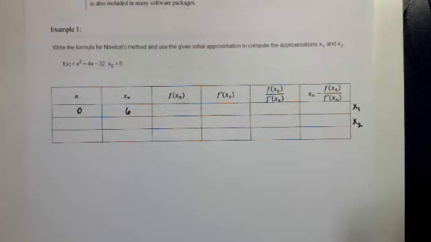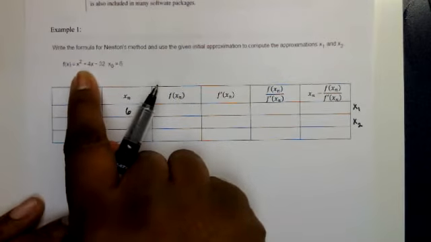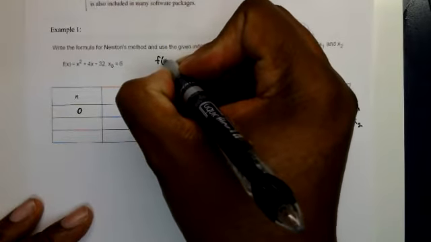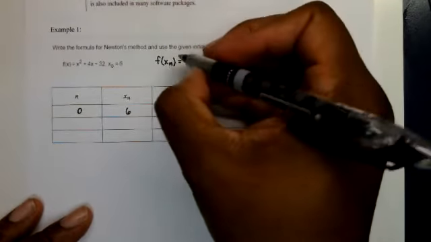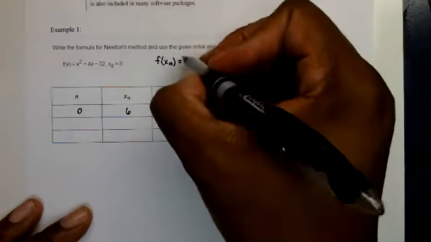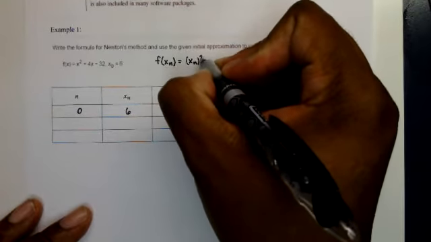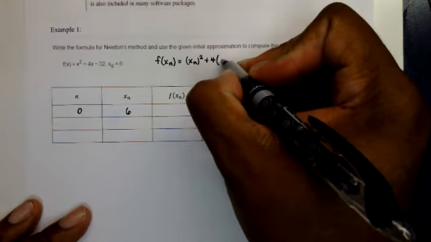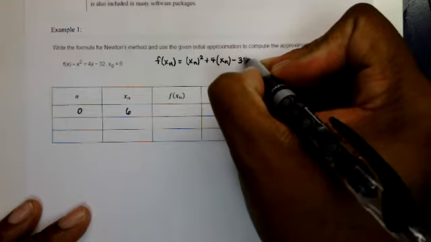Now for f of x of n, well, let's do this. I know what f of x is. That's x squared plus 4x minus 32. So that means f of x of n will be this. Just replace the x with x of n. So this will be x of n, and that's squared, plus 4 times the x is replaced with x of n, minus 32.